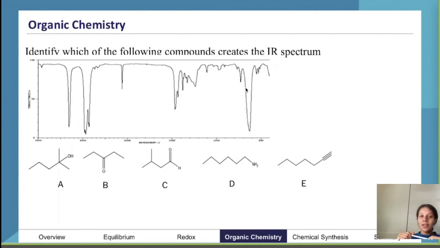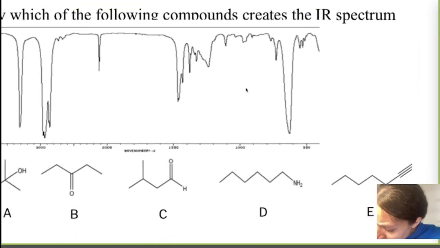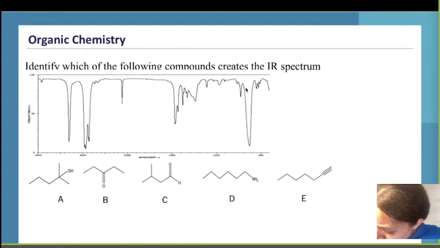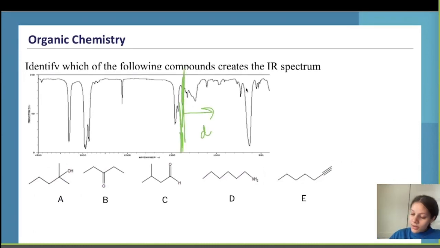Okay, so now we want to identify which of the following compounds creates the following IR spectrum. Just a couple things to note for looking at your IR spectrum: you don't look at anything below 1400. I think on this curve, that's 1500 there. So anything below here, you disregard. That means we're only looking at the left-hand side there.